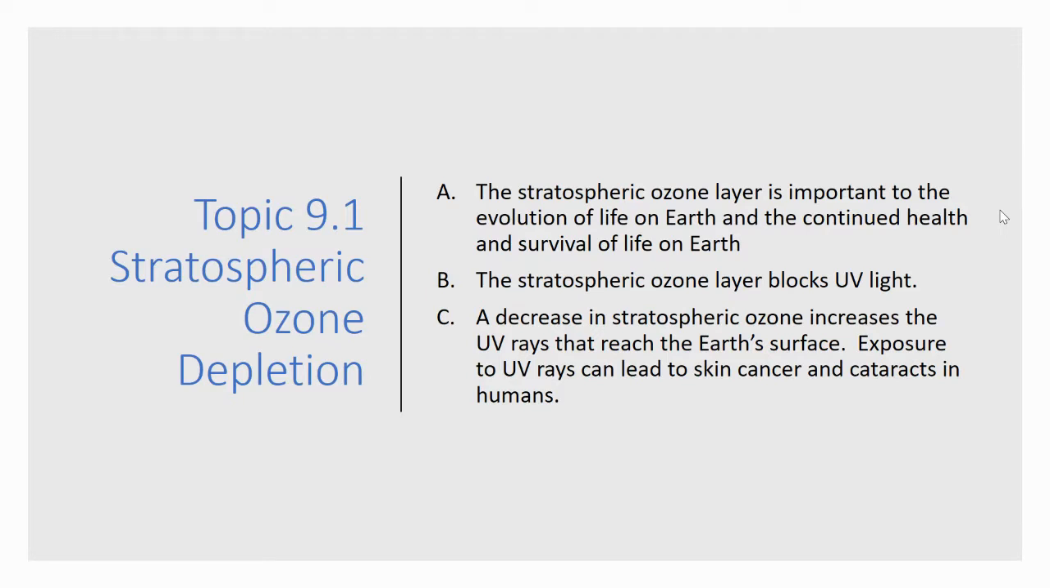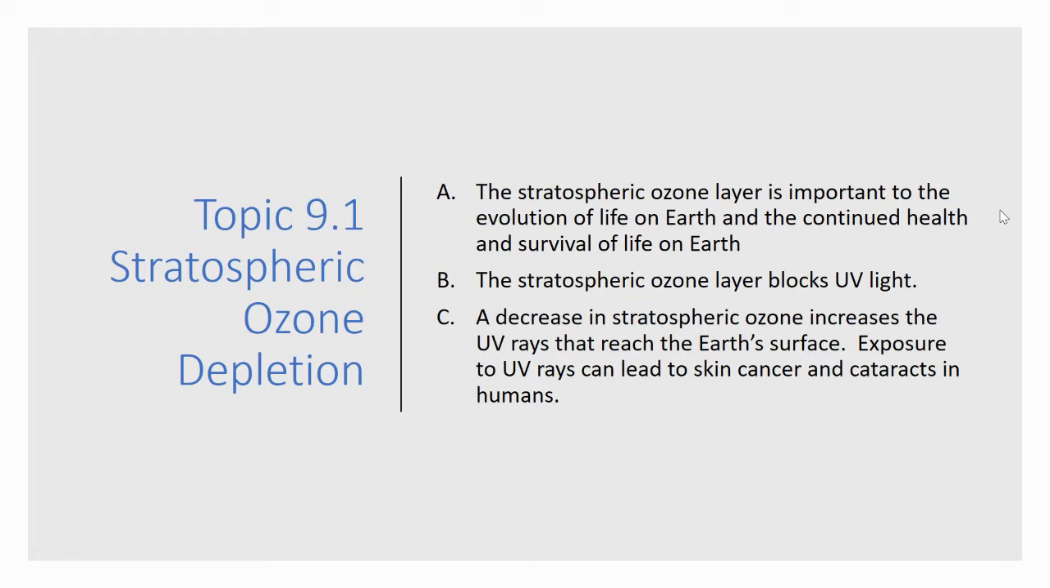So here we go. The first part of our Unit 9, which is all about global change. And remember, guys, Unit 9 should appear on our AP exam a little bit more than all of the other units in terms of percentage of questions. In topic 9.1, this is all about stratospheric ozone depletion.